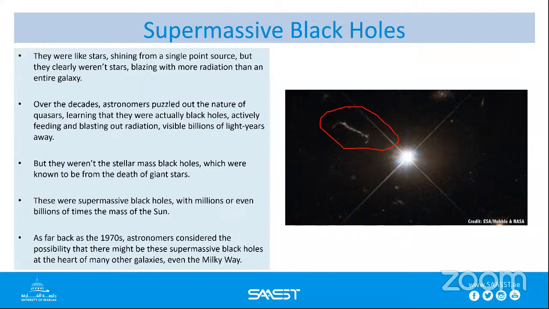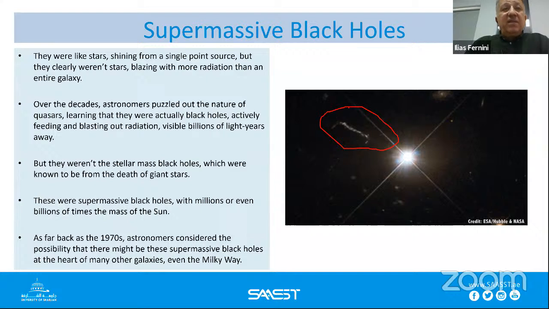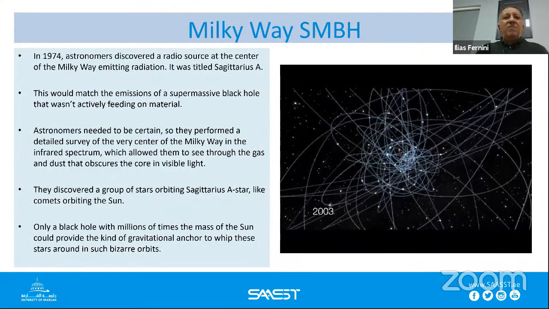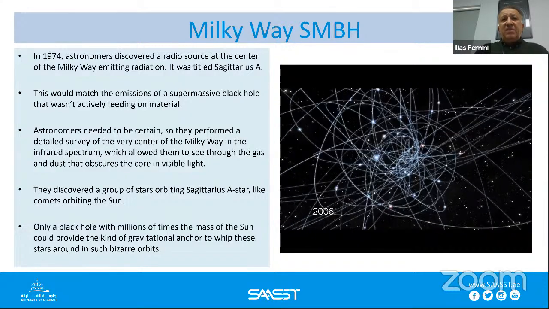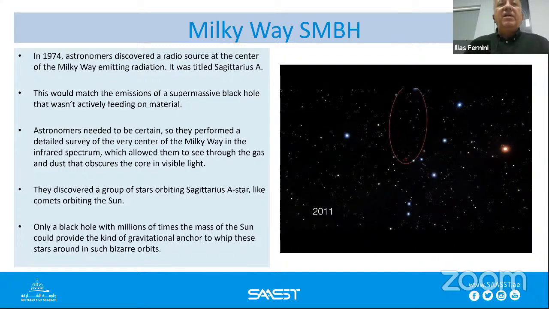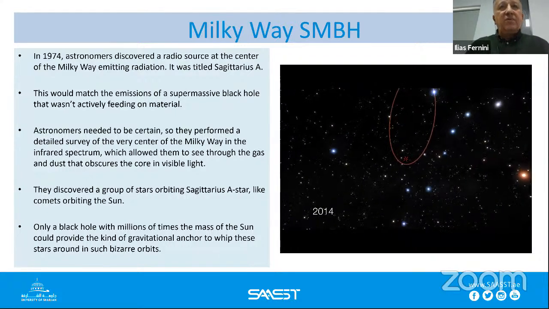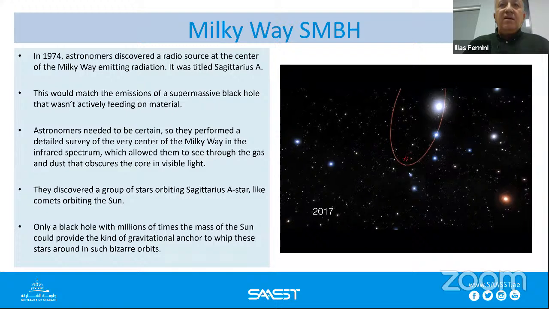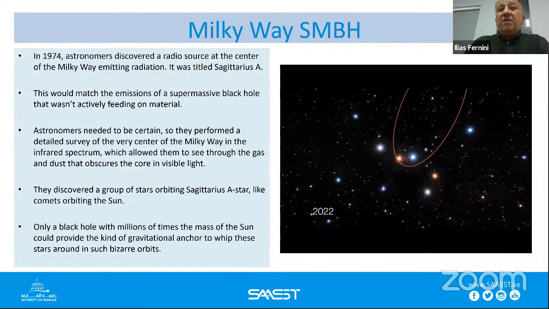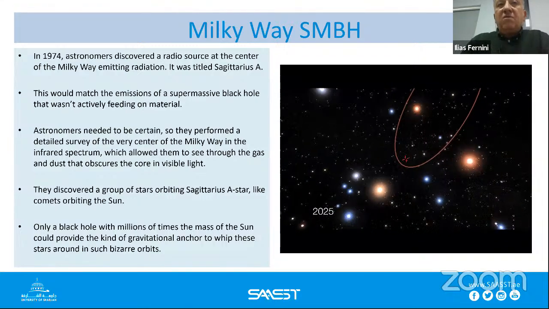So we believe now that these supermassive black holes exist at the heart of many other galaxies, even our own Milky Way galaxy. Yes, it has a supermassive black hole. In the mid-70s, astronomers discovered a radio source at the center of the Milky Way galaxy. It was titled Sagittarius A star. And this source would match the emission of a very supermassive black hole.